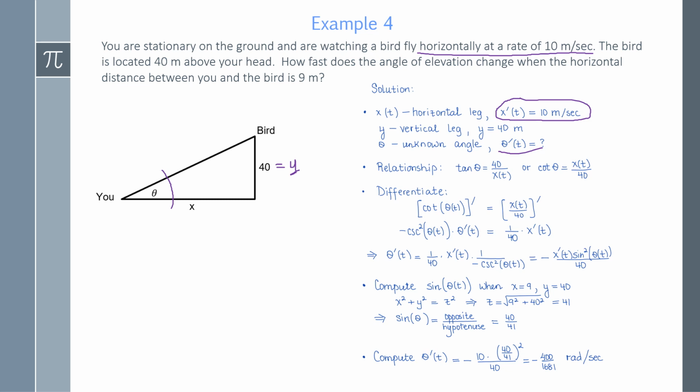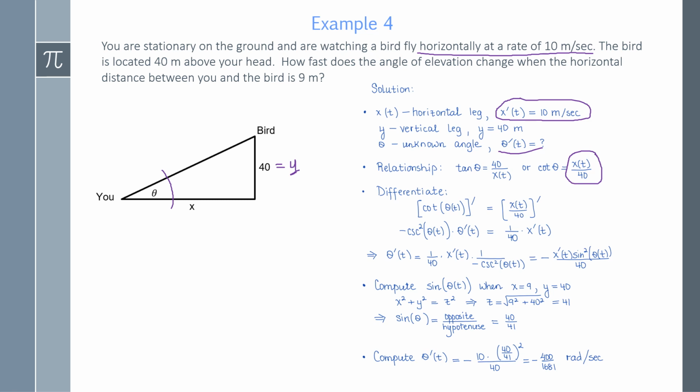Or you could also go with cotangent of theta, which is the reciprocal of tangent, and in this case would be adjacent side over opposite. So that's x of t over 40, and that is the relationship that I'm going to choose to solve this problem. Okay, so our relationship is cotangent of theta equals x of t over 40.